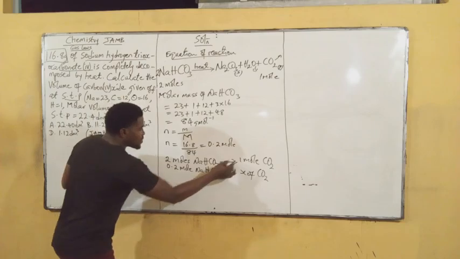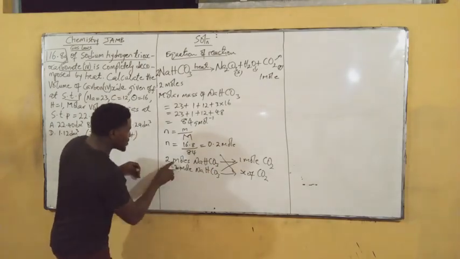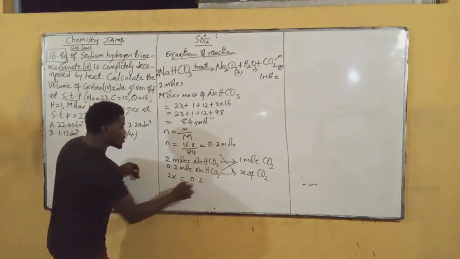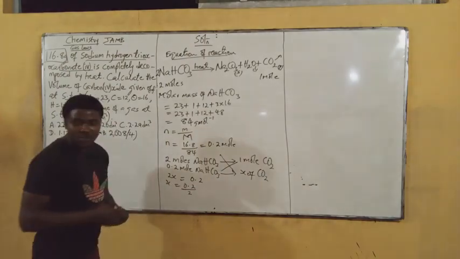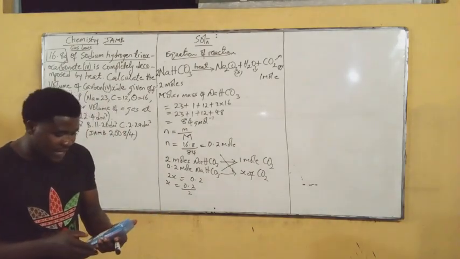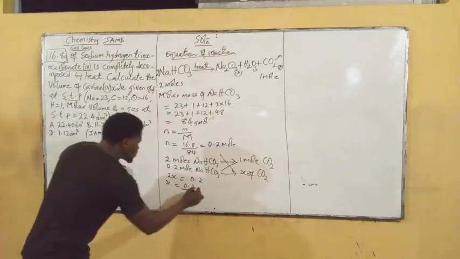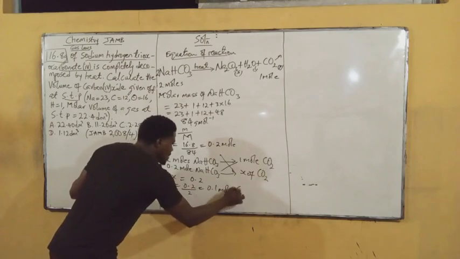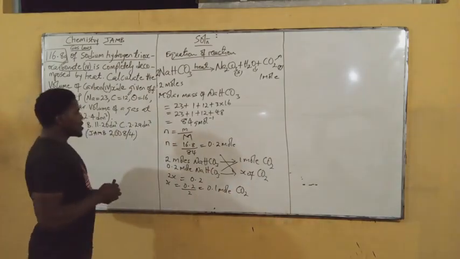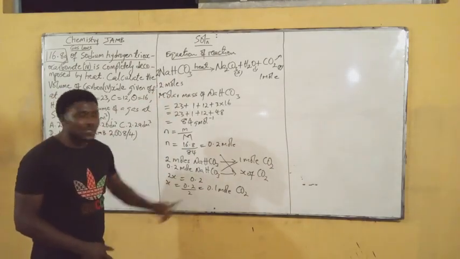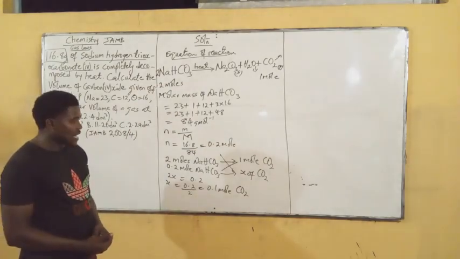What do I do? I will simply cross multiply. x times 2 gives us 2x, equal to 1 times 0.2, which gives us 0.2. Therefore, x will become 0.2 divided by 2. That is 0.1, which is equal to 0.1 mole of carbon(IV) oxide. That is, 0.2 mole of sodium hydrogen trioxocarbonate(IV) will produce 0.1 mole of carbon(IV) oxide.